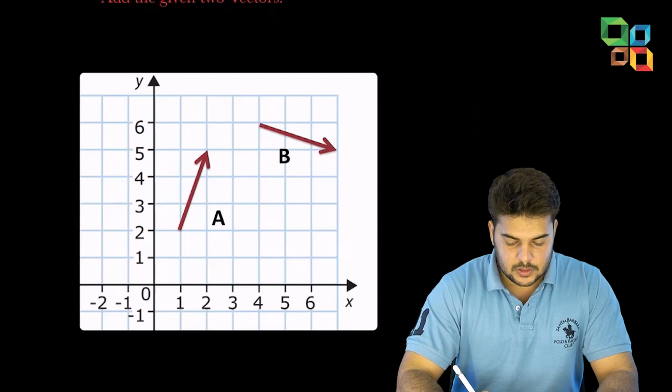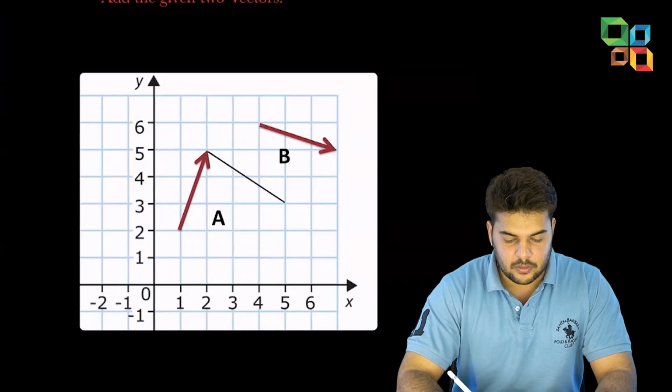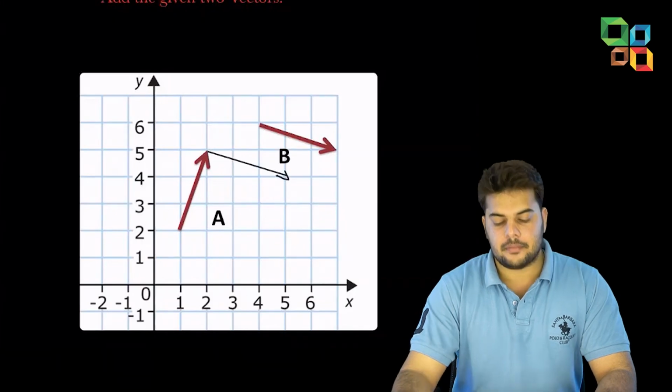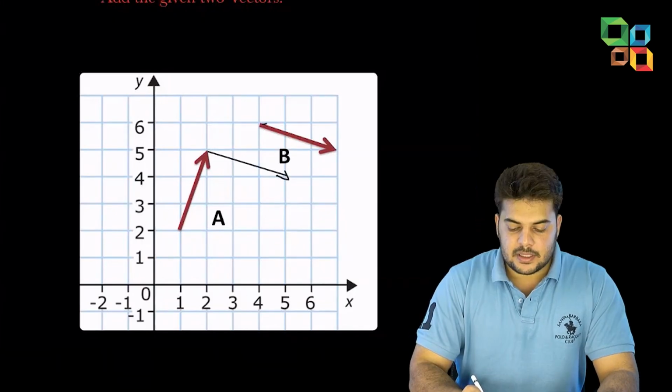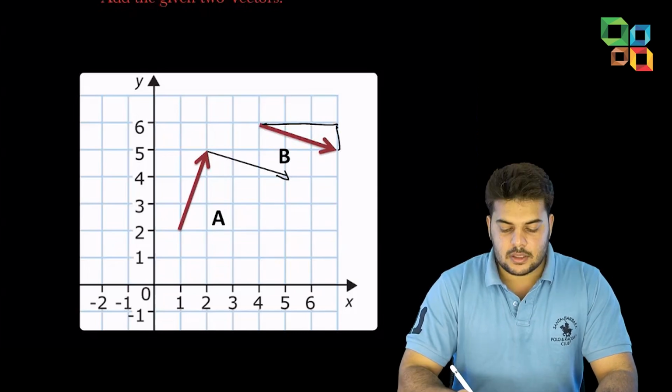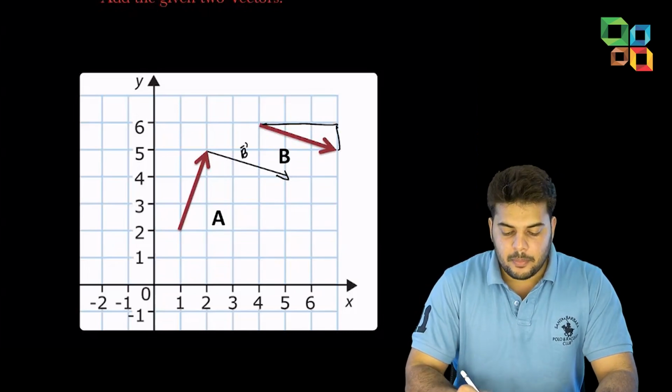So I'm just copying this vector over here. Sorry, I've copied it wrong, right? Yeah, this would be proper. This vector is basically 3 steps to the right, 1 step downward. That's what I'm trying to do. 3 steps to the right, 1 step downward. This is B vector. So you can form a parallelogram over here.